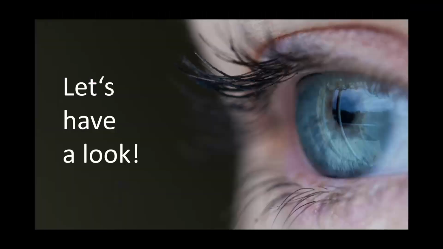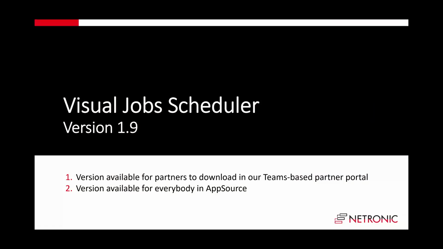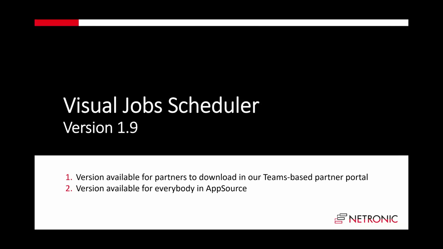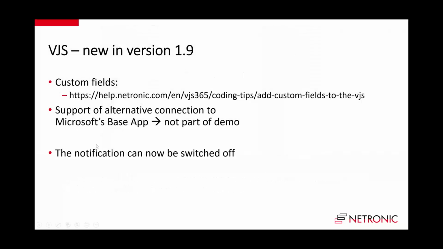And now we talked about the VPS, and I will very briefly talk about the VJS, but really very briefly. And again, what we talk about now, this is for the VJS, really small stuff, but also same message like with the VPS. It's available for partners to download from the partner portal, and it is on AppSource. We have the same kind of infrastructure thing. So we have the capability to add custom fields to the tooltip, to the label, and to the table in the left-hand side. And we have also the support of the alternative connection to the base app. Both is not part of the demo.